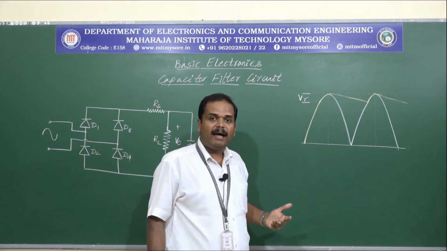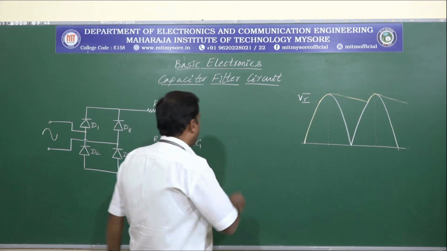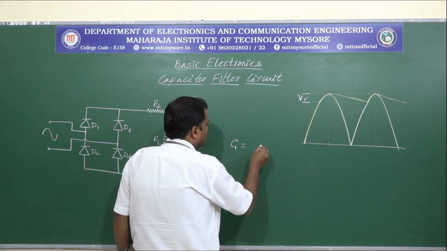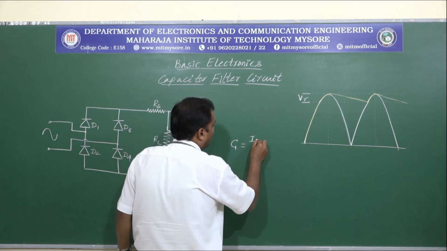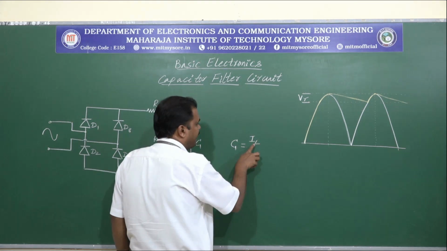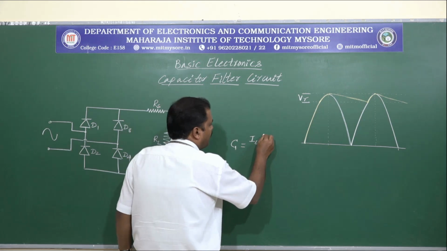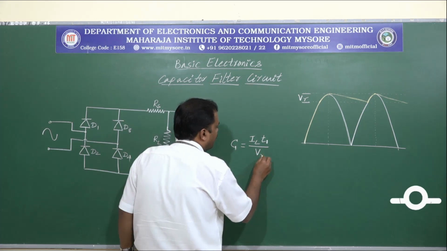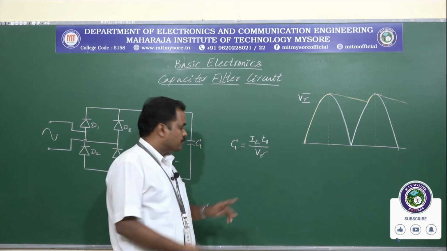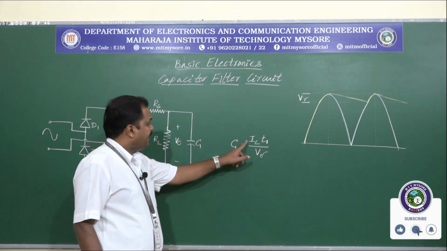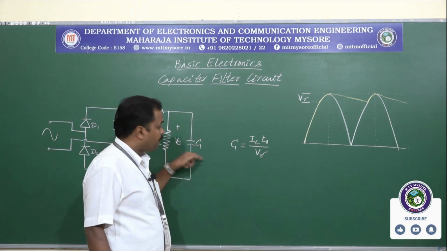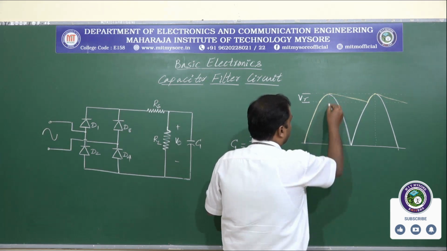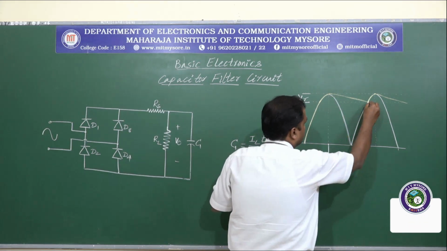Now how do we decide the value of the capacitor? The value of the capacitor C is given by IL times T1 divided by V gamma. So C is the capacitor, IL is the load current that is charging the capacitor, and T1 is the discharging period, from this point to this particular point.